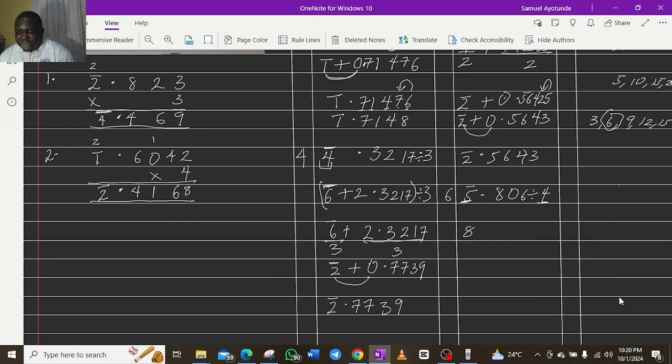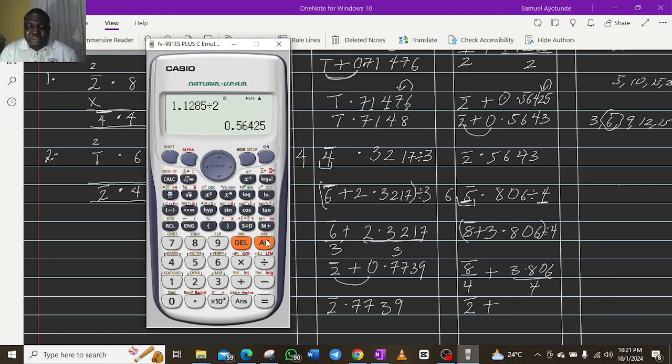So we write 8, then we put a bar on it. Like I said, we are trying to replace this 5. So we look for a number that we add to 8 bar that will give us 5 bar. That is 3. So 8 bar plus 3 is equal to 5 bar. So we have replaced it, and we write the decimal part 806, all divided by 4. So we are dividing 8 bar by 4 plus 3.806 also divided by 4. So 8 bar divided by 4 is 2 bar, plus 3.806 divided by 4.